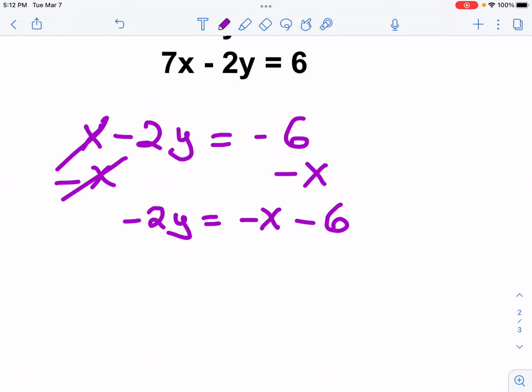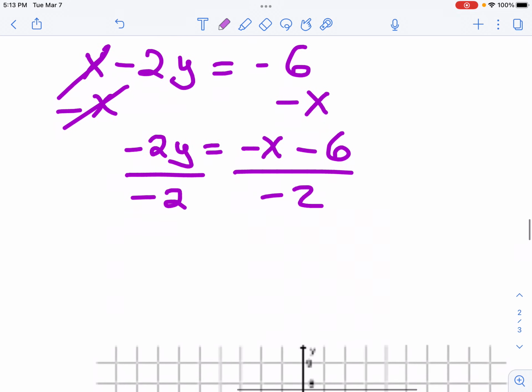And the final step, because the 2 is touching the y, we're not going to add the 2 to both sides. We're going to divide by the negative 2 on both sides. Because this negative is not saying subtract, it's saying that it's a negative 2. So we're going to divide by negative 2. And when we do that, we are going to get y equals 1/2 x plus 3. And I want to pause there and explain how we did that.